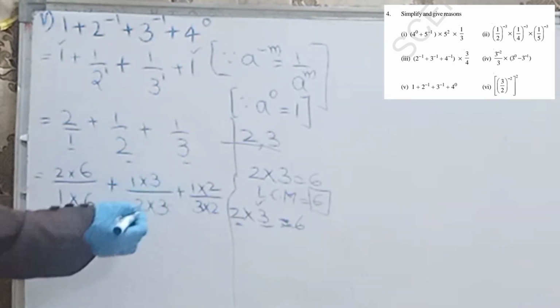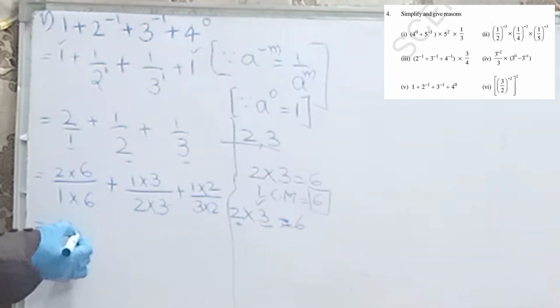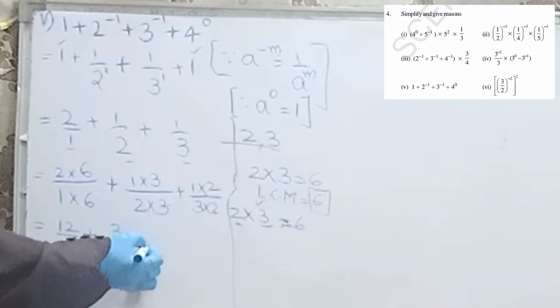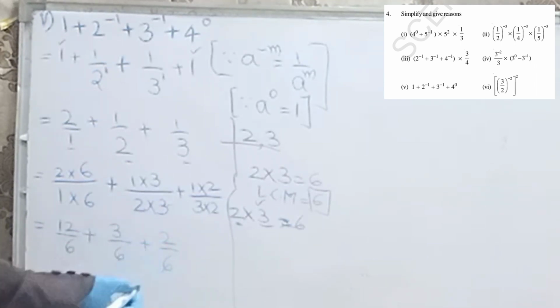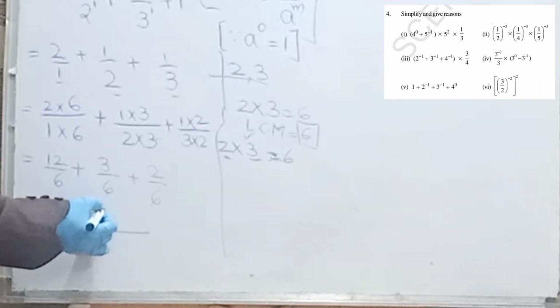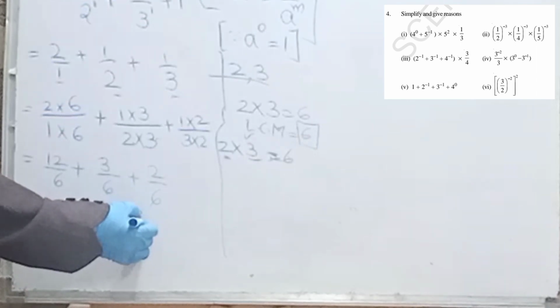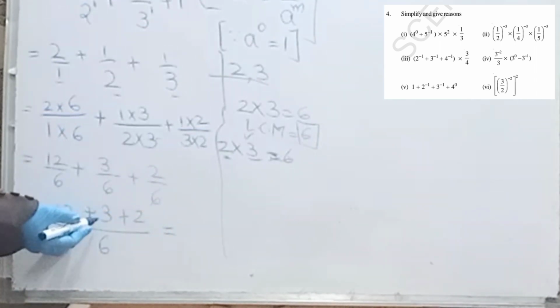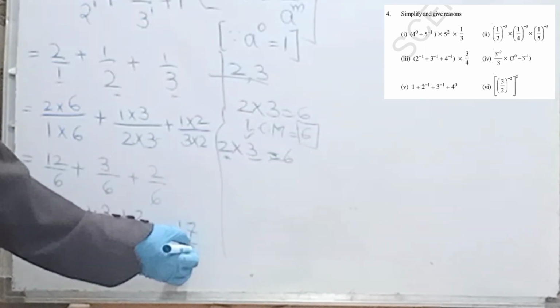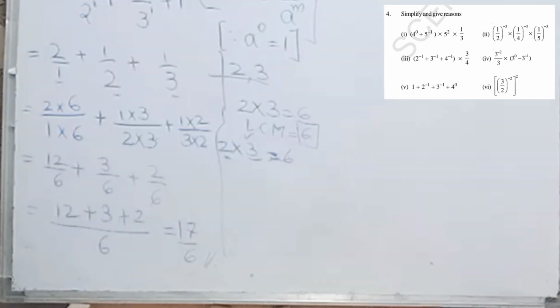So now we will multiply all the things and write 2 6s are 12 by 1 6s are 6; 1 3s are 3 by 2 3s are 6; 1 2s are 2 by 2 3s are 6. Now the denominators are same. So now we can add the fractions like this by writing 6 once and copying the numerators: 12 plus 3 plus 2. So it is equal to 12 plus 3 is 15, 15 plus 2 is 17. 17 by 6. Okay, students? This is the final answer.